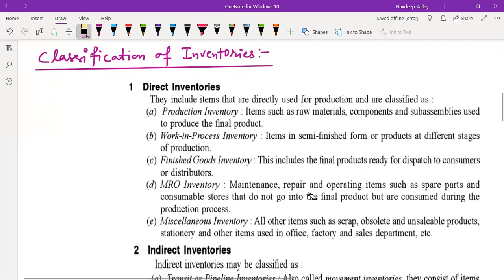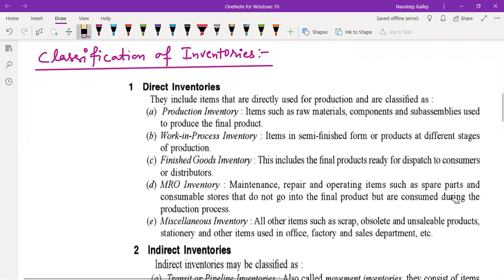Maintenance, repair and operating items such as spare parts and consumable stores that do not go into the final product but are consumed during the production process. And in case of miscellaneous inventory, all other items such as scrap, unsaleable products, stationery, and other items used in office, factory, and sales department are all included in miscellaneous inventory.